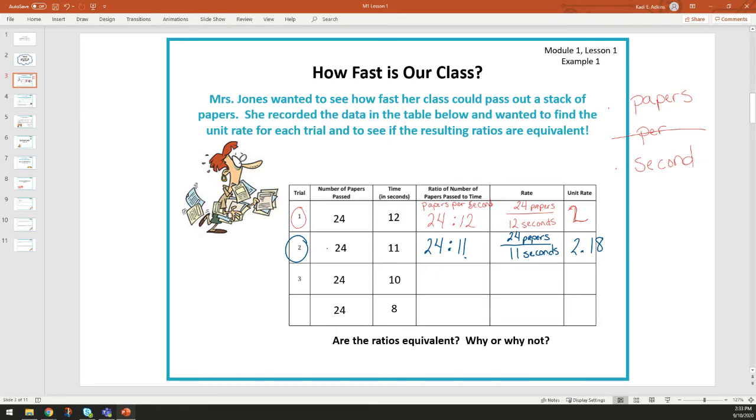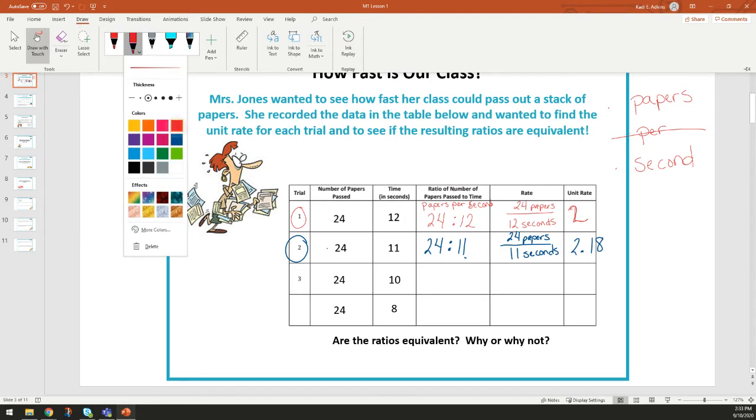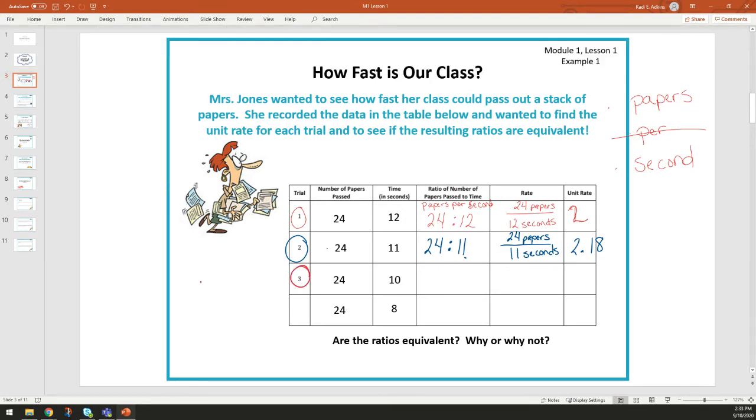Okay, so now I want you to pause the video and you are going to do trial number 3 and number 4, filling out your ratio, your rate, and your unit rate all in your table. Please pause the video now.